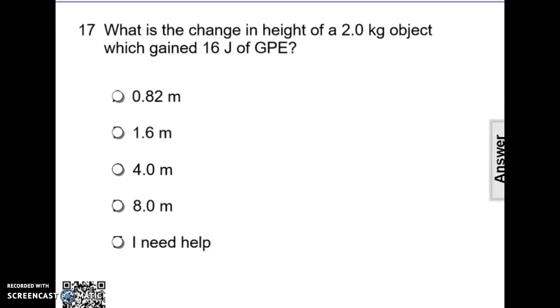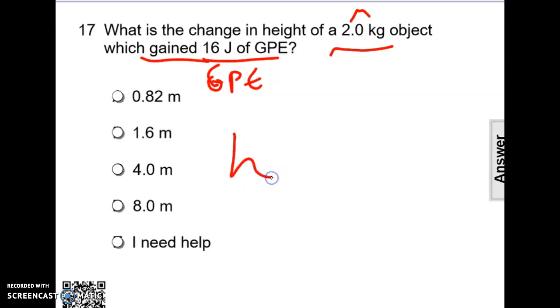All right, so now we want to calculate the change in height. If we have a mass, and now I know the energy right there, I'm gaining energy right here. So that's going to be the GPE. If GPE equals mgh, then h will be equal to the change in GPE divided by mg.